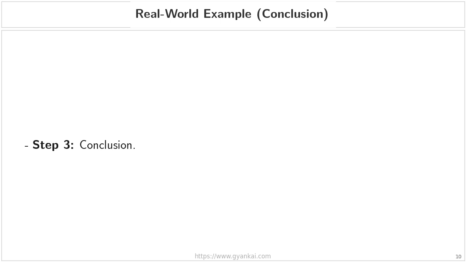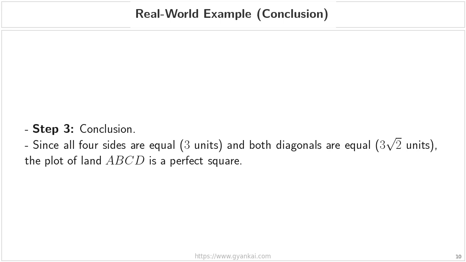Now we have reached the final step of our calculation, which is step 3, the conclusion. Let's look back at everything we have discovered. In the previous slide, we calculated the lengths of all 4 sides and found that they are all exactly 3 units. We also calculated the lengths of the 2 diagonals and found that both are equal to the square root of 18, which simplifies to 3 root 2 units.